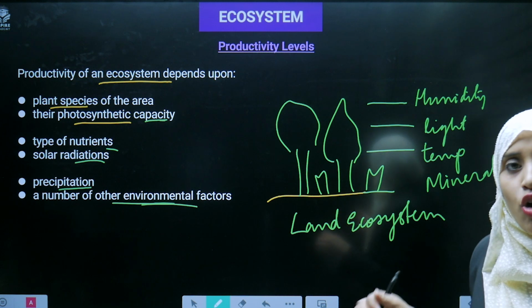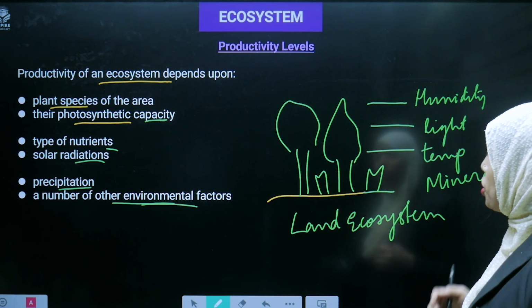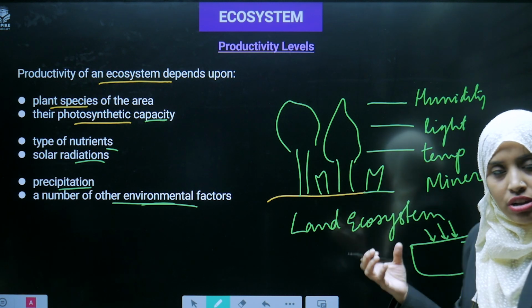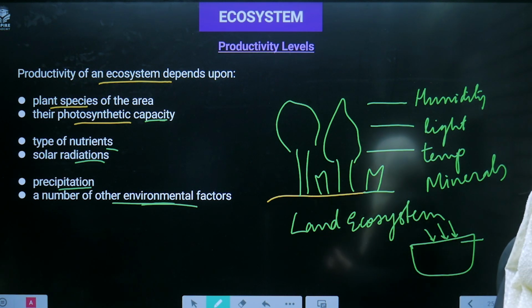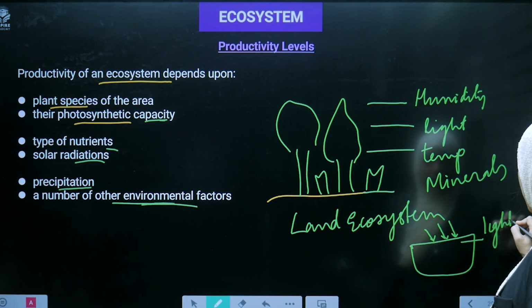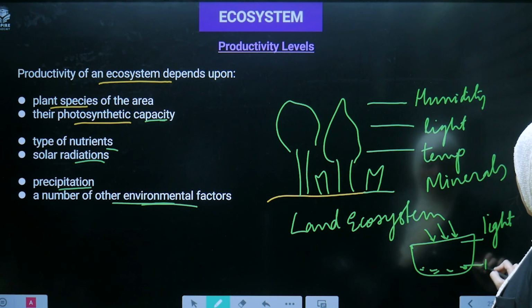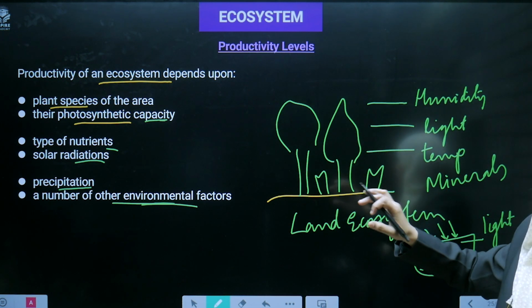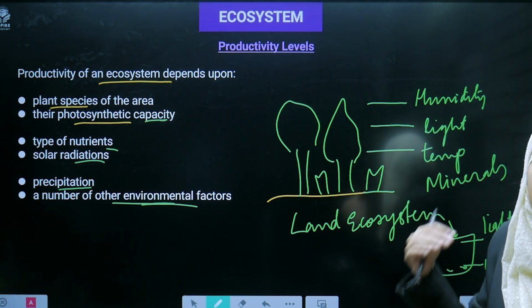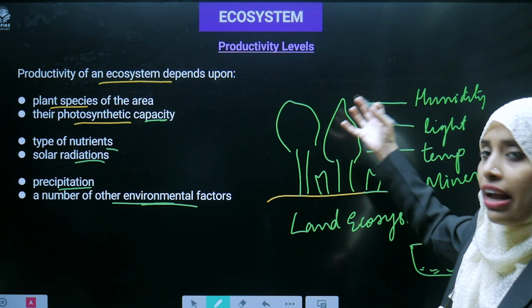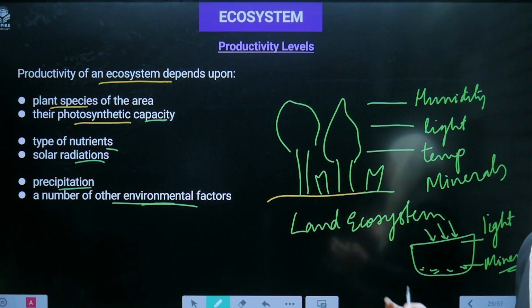But if we take an example of an aquatic ecosystem like pond, ocean, in that pond and ocean ecosystem, on the surface they are receiving the light, and at the base part mostly the minerals. So in the aquatic ecosystem, light and minerals play the main role in providing productivity, but here on the land we have humidity, light, temperature, minerals, all these factors. So finally the productivity in the land ecosystem is higher as compared to the aquatic ecosystem.